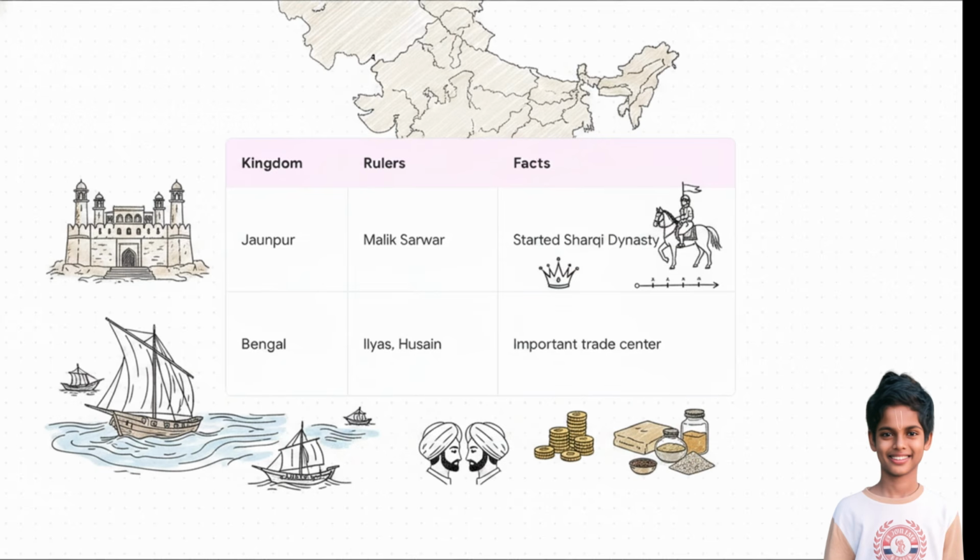Then over in Bengal, you had the Ilyas Shahi and Hussein Shahi sultans in the 14th and 15th centuries. Bengal's real superpower? Trade. It was a massive commercial hub, and since it was so incredibly far from Delhi, the governors there were constantly revolting until the Mughals finally took over in the 16th century.